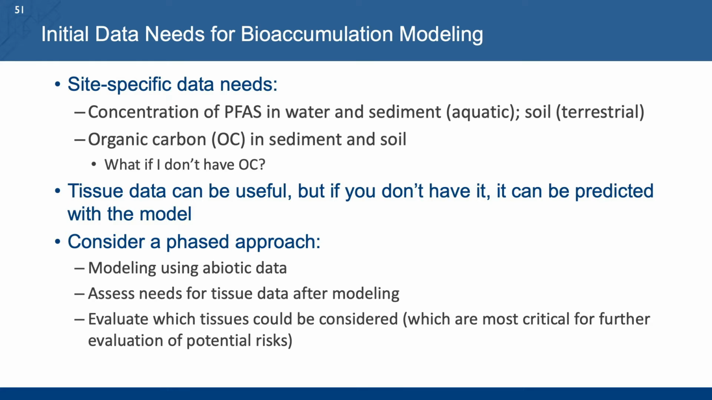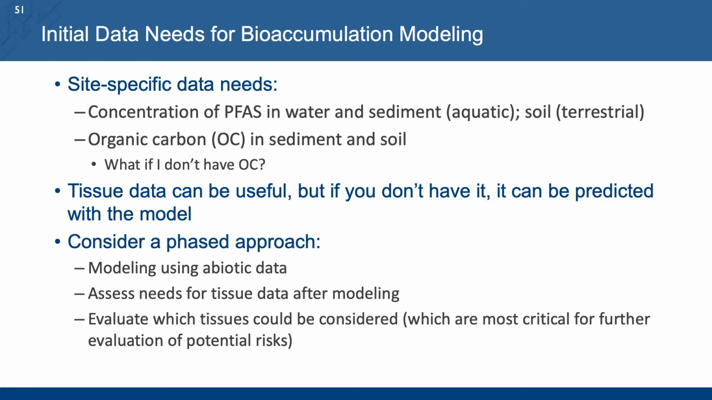Tissue data is obviously always really helpful in an ecological risk assessment. If you don't have it, the model is developed to predict it. When we've used this model and thought about the best way to apply it at a site, we think a phased approach makes a lot of sense here. If you start with your abiotic data and run it through the model, it'll provide you a lot more information as to which tissue samples are most critical for you to sample.